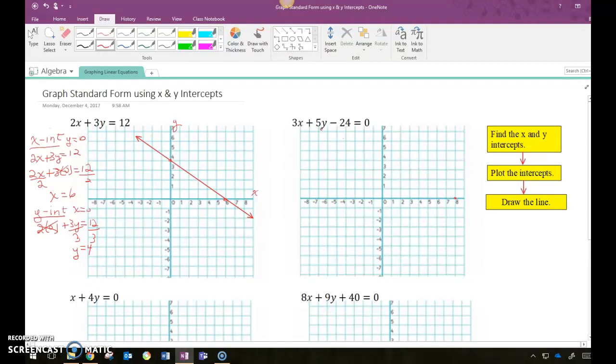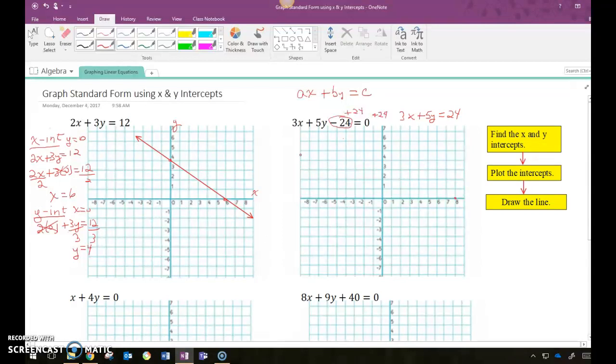Okay, now when I look at this equation, I notice that I don't have the equation already in standard form. Remember, the equation should be written ax plus by equals c to be in standard form. Notice this constant's on the right-hand side. But I can very easily move this constant right here to the other side simply by adding 24 to both sides. So that would give me 3x plus 5y equals 24 instead of minus 24 equals 0.